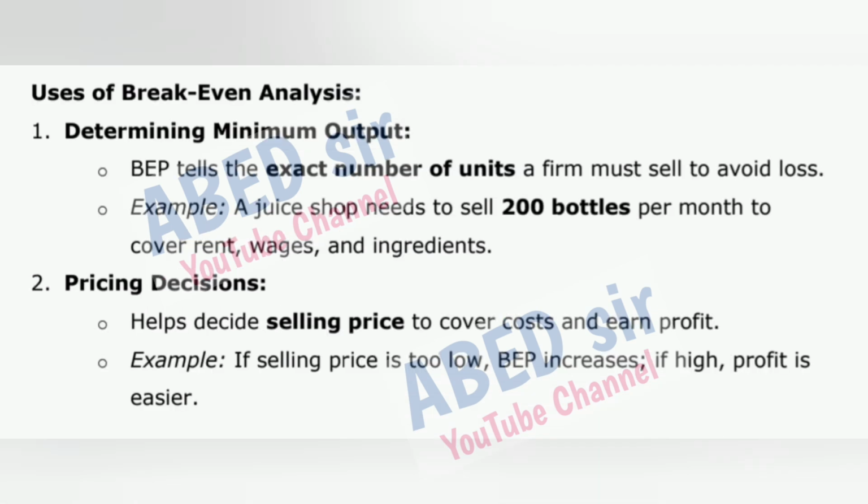Uses of break-even analysis. 1. Determining minimum output. BEP tells the exact number of units a firm must sell to avoid loss. Example, a juice shop needs to sell 200 bottles per month to cover rent, wages, and ingredients. 2. Pricing decisions. Helps decide selling price to cover costs and earn profit. Example, if selling price is too low, BEP increases; if high, profit is easier.